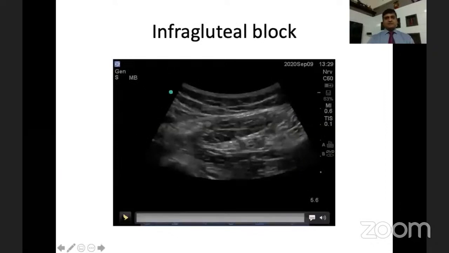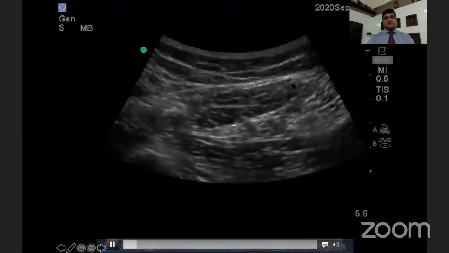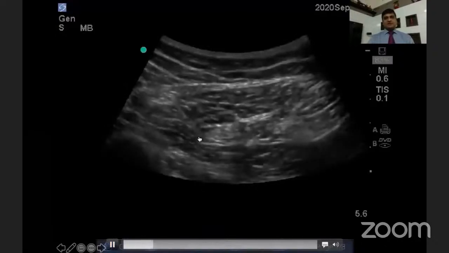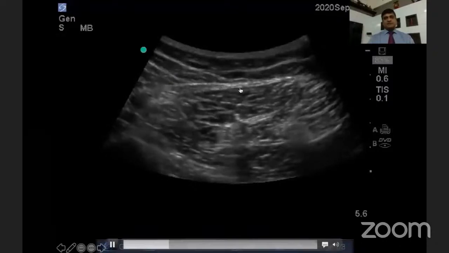This is a video showing an infragluteal sciatic nerve block. This is the sciatic nerve, a hyperechoic nerve below the biceps femoris muscle. This is the needle entering from the lateral side. The direction of the needle should be tangential and at the corner of the nerve to avoid injury. Now the drug is being given around the nerve.